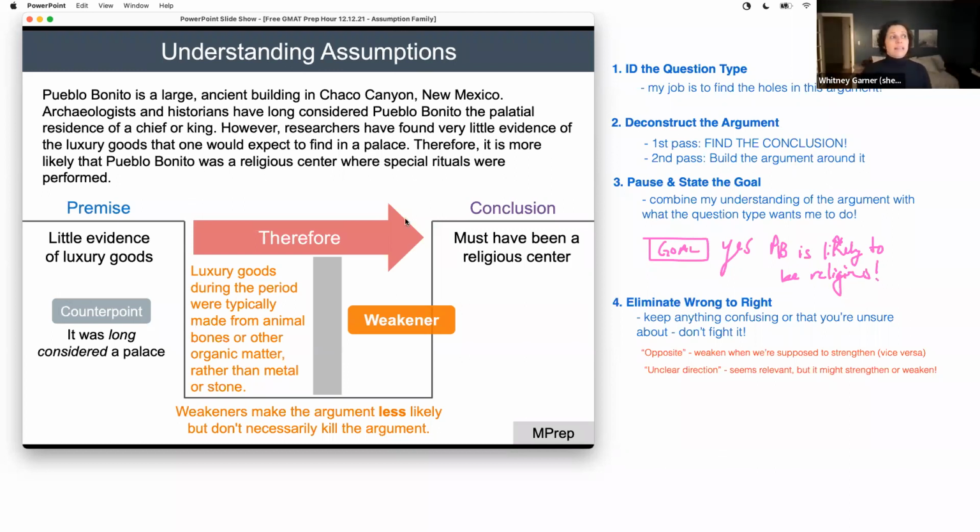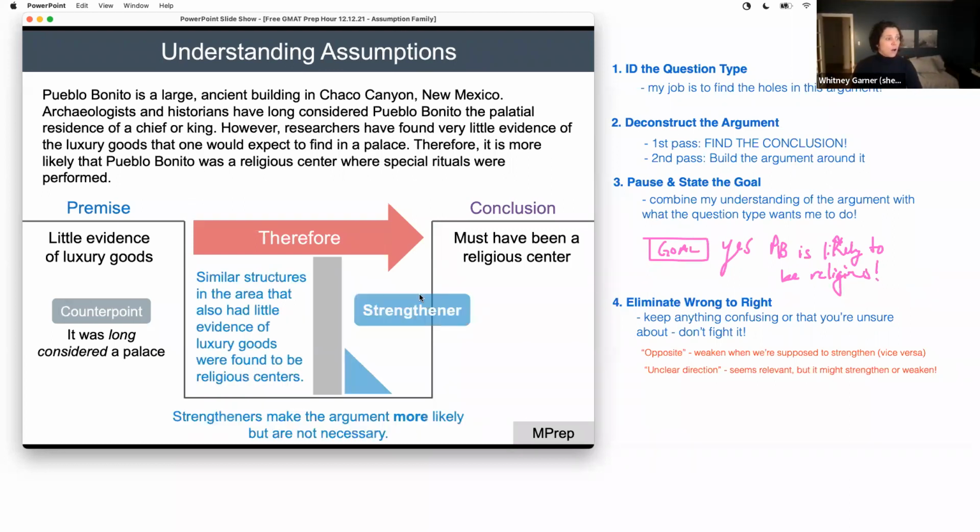Other ways we could strengthen this argument. We could show that similar structures that had little evidence of luxury goods were found to be religious centers. Now we're saying that structures that looked very much alike, that also didn't have luxury goods, had all of these things in common. Now these things are more likely to be religious centers. Now we're putting enough pieces together that it's like, okay, I can see how this would impact.